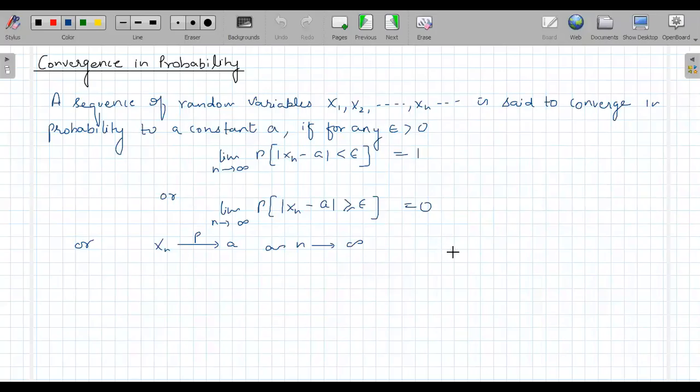Welcome everyone. In this video lecture, we will see the definition of convergence in probability, and we also see one of the laws where this type of convergence is used, and that law is called Bernoulli's law of large numbers. And at last we see one example based on that. So let's start with the definition of convergence in probability. What we mean by convergence in probability?